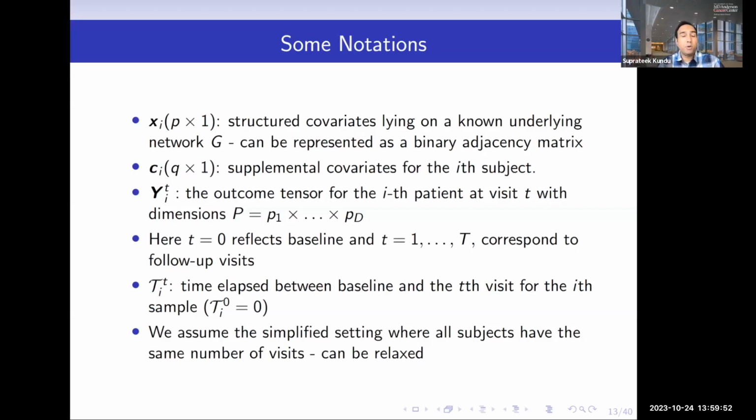That's again an added novelty. But xi is the structured covariates lying on this network. C is the supplementary covariates, that could be demographics, age, gender, all of those things. Y is the outcome tensor. So this is the image for us, right?